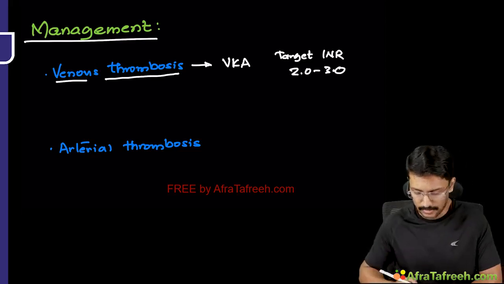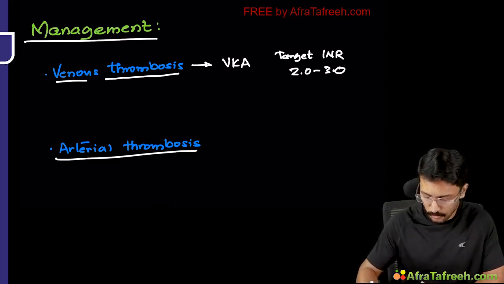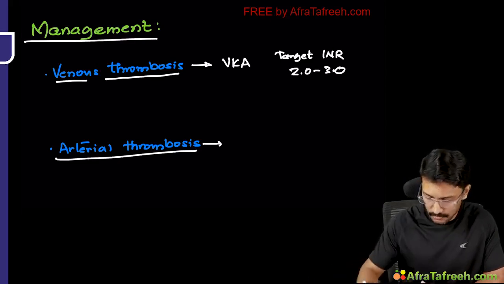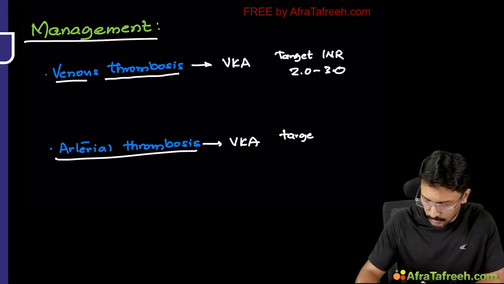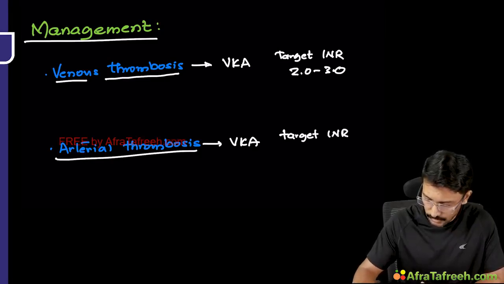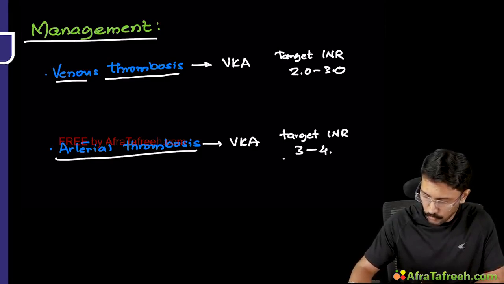That's the target INR. But if the patient presents with arterial thrombosis, then such a patient should be treated with a vitamin K antagonist, but the target INR here will be 3 to 4. But if you don't want to consider a 3 to 4 target INR, this would be one approach.